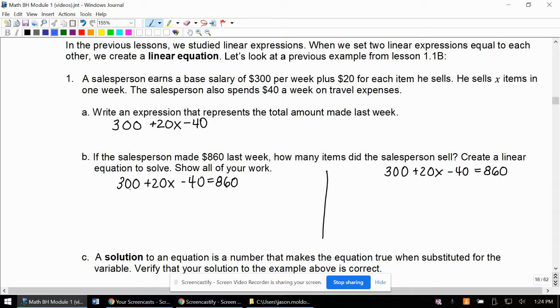So one way, the way I prefer, is I like to do a vertical technique. 300 minus 40 is 260. Additive inverse, I'm going to subtract 260 from both sides, or add negative 260. I like a vertical technique because then I can subtract and line up my digits for subtraction. And you can see I did the same thing to both sides of the equation. Then when I do my multiplicative inverse step, I divide by 20, like this. And I get 60 divided by 2 is 30.